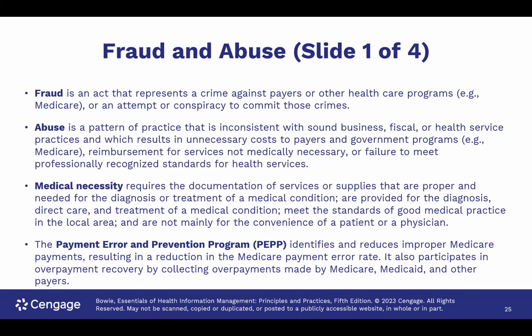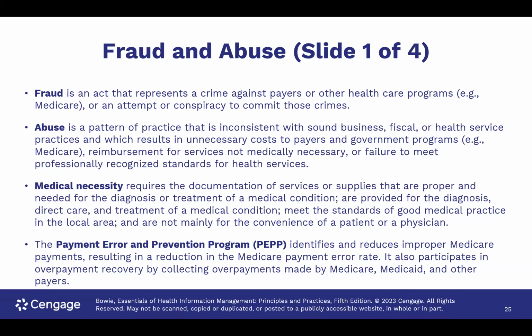Now we get into something that is of interest to some people. This is fraud and abuse. Fraud and abuse, these terms are used interchangeably. They're actually different things. Fraud is the act that is a crime against payers. It's misrepresenting, right? Abuse is a pattern of practice that's inconsistent with sound business, fiscal, or health services practice, which results in unnecessary cost, right? So fraud is basically trying to defraud the payer.